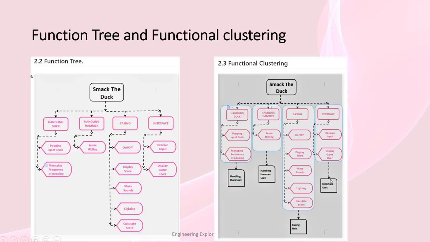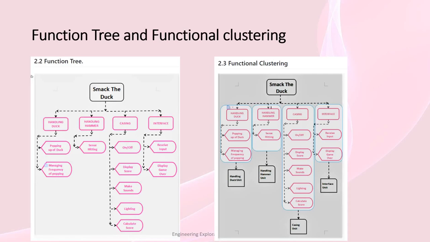As we move on to the next slide, you can see that we have made a function tree. Our main intention was a better understanding of our game so that we know our subsystems well. In the gaming machine, we had four main subsystems, which were handling the duck, handling the hammer, casing, and interface. Here you can also see that the subsystems are further classified.